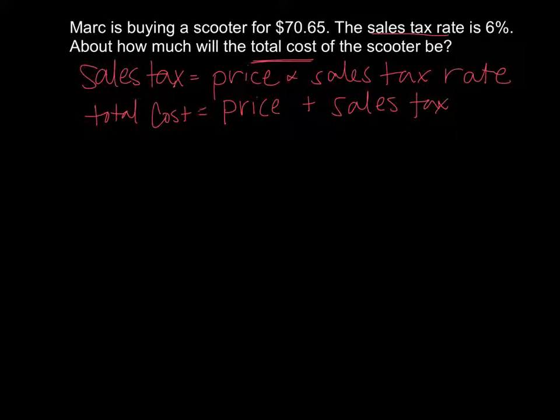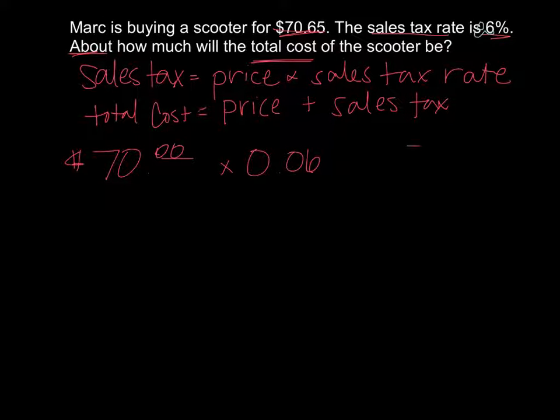Our first step is, we have that "about" again, so we're going to round our $70.65 down to $70, or say our price is about that much. And I need to multiply it by the sales tax rate, 6%. I need to turn that into a decimal, so I'd have to move it back 2 spaces to the left. So my decimal would be 0.06. And I'd have to multiply those together.